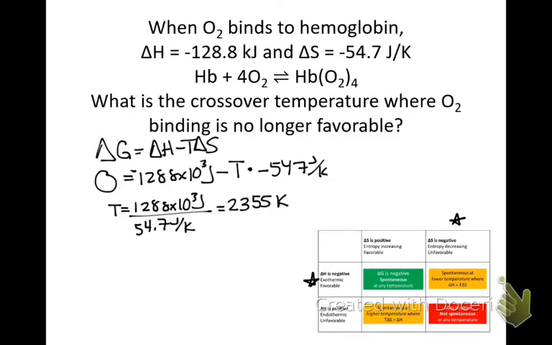That is also 2,082 Celsius. So what that means is that the reaction is spontaneous. Delta G is less than 0 at all temperatures below the 2355 Kelvin. And that's good for you. That means that even if you get a fever, it will still be spontaneous for oxygen to bind to your hemoglobin.